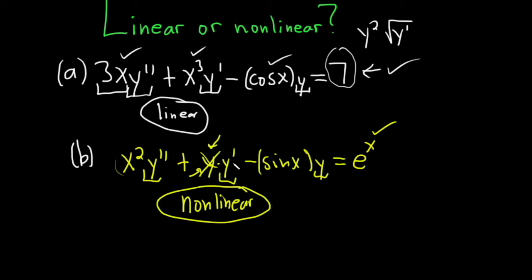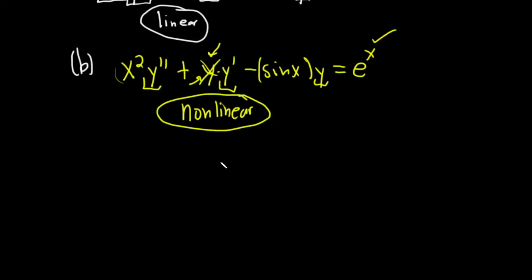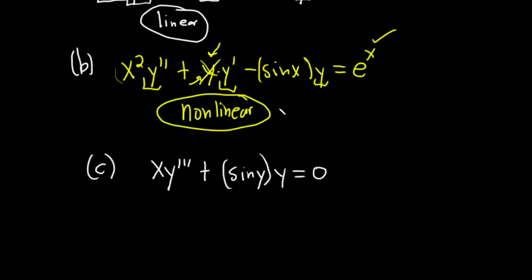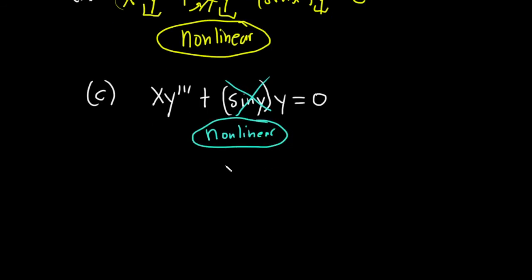Let's do more examples, because I think that the only way you can really learn this is by really just doing lots of examples. Let's say we have x, y triple prime plus, let's see, sine y times y equals 0. In this case, again, it's the sine y that really ruins everything, because we're not allowed to have a function of y in front of the y. If this was, say, a sine x, then everything would be linear, but in this case, it's a sine y, so it's nonlinear.